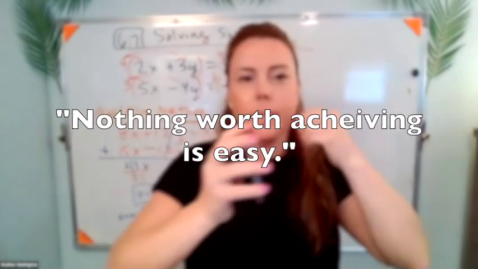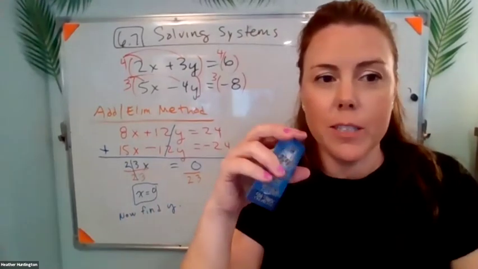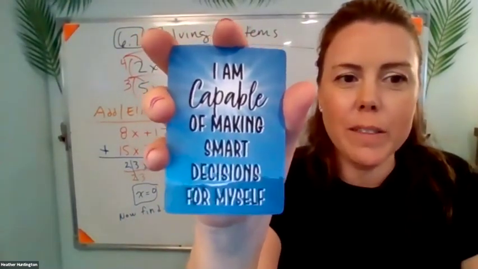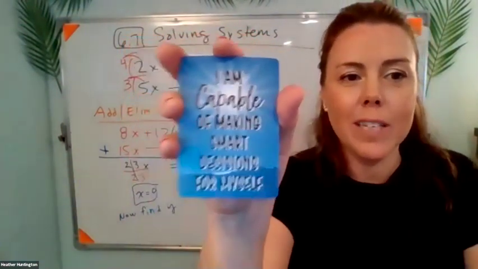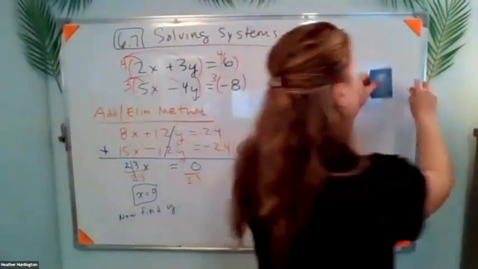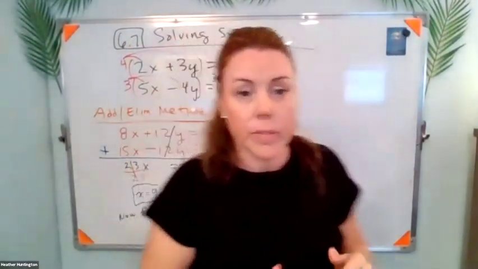Are we going to go over finding y? Yes, I'm just doing a little tangent here. Okay, sorry. And so this is our growth mindset motto for today: I am capable of making smart decisions for myself. This one I just picked randomly before for my other class, so I'm guessing it'll resonate with some of you.